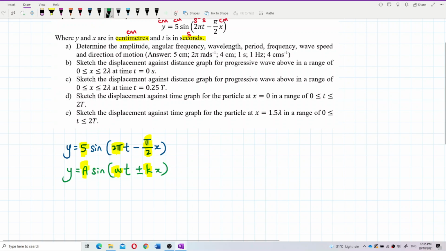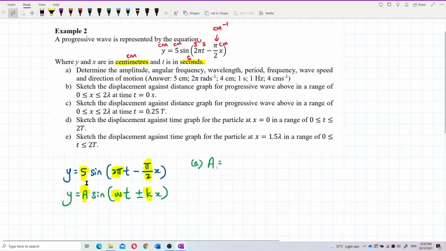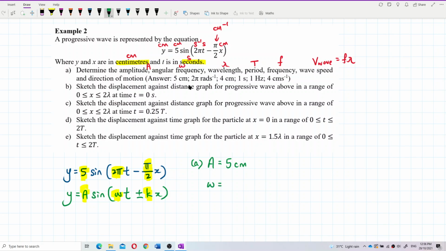Now, what's the amplitude? From here we can see the amplitude is 5 cm. Why centimeter? Because it follows the displacement. Okay, good. Maybe you should write down what we want: the amplitude, the angular frequency omega, wavelength lambda, period, frequency, and wave speed, which is v equal to f lambda, and the direction of motion. Good. So we got the amplitude. Omega is 2 pi, and the unit you can write as radian per second, or per second also can.